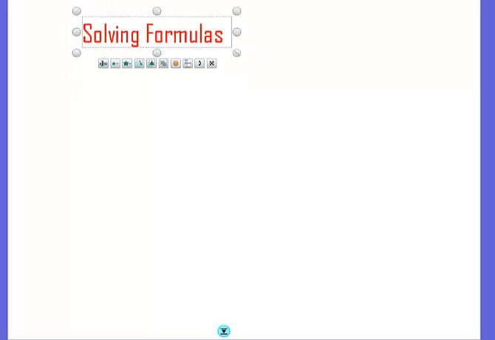Now, solving formulas is one of those things that kids find pretty difficult, just because it's kind of abstract. It's a little different, but it's really not, because you're just solving an equation, but instead of having a bunch of variables and a bunch of numbers, you just have a bunch of variables.